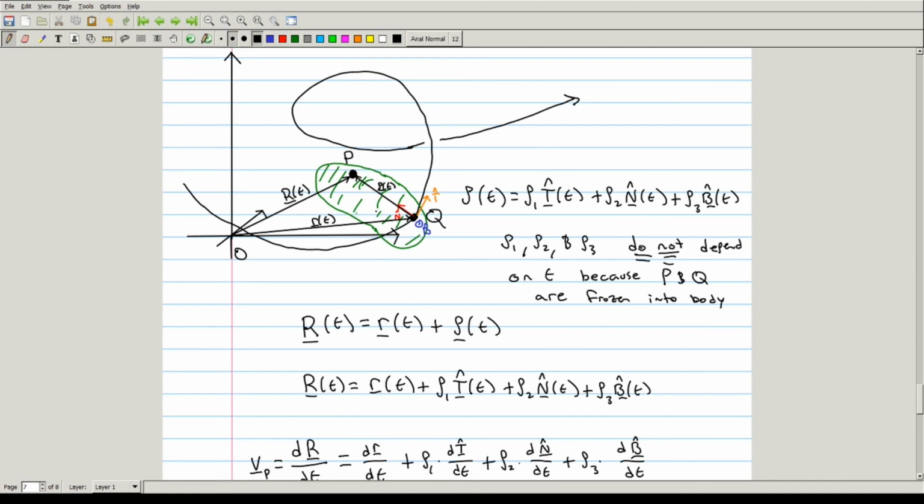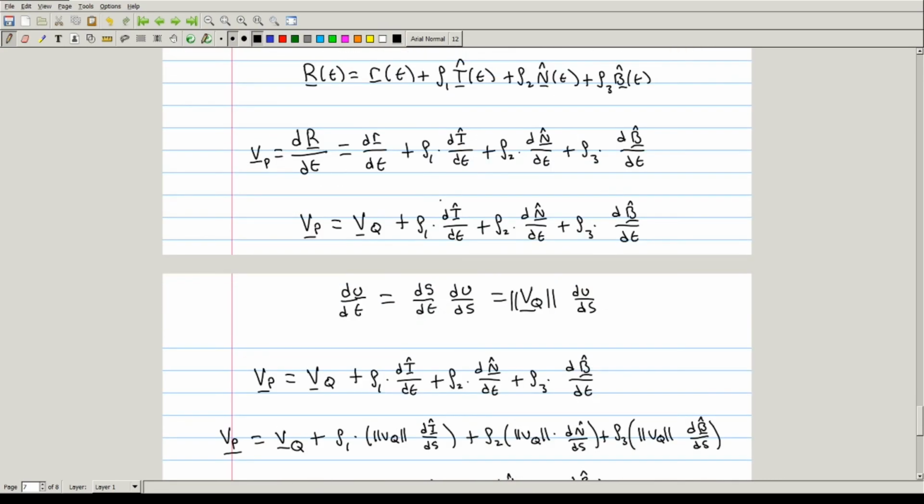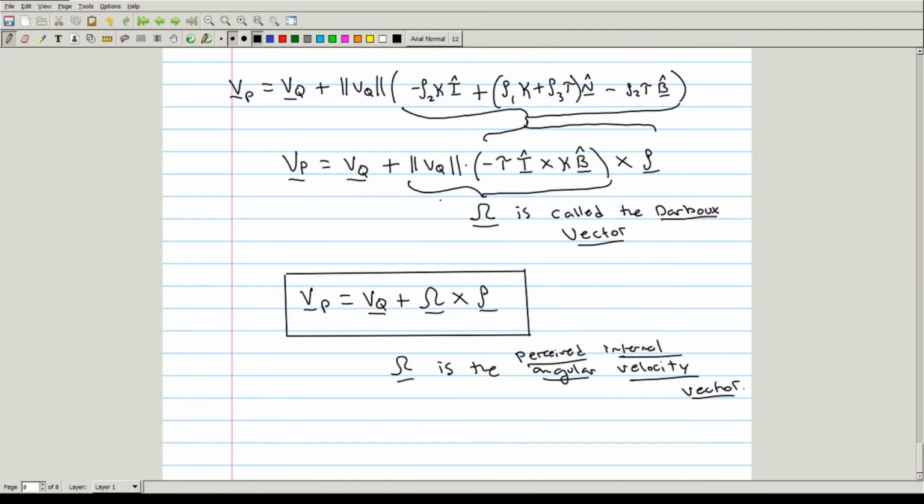If you have a solid body with fixed points in the body relative to one another, this decomposition works out very nicely. And it's a great example of how to apply the Frenet-Serret formulas and how to use the Frenet-Serret formulas in general.